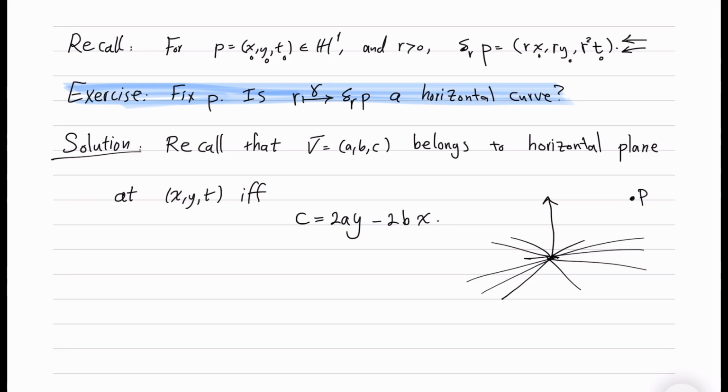I want to show why both of these claims are true. A quick recall: a vector v at a point, at a point actually (x, y, t), belongs to the horizontal plane if and only if this holds. That is just by definition of horizontality of curves, or by definition of the horizontal plane, whichever way you look at it. So this equality is the defining feature of v belonging to the horizontal plane at the point (x, y, t).